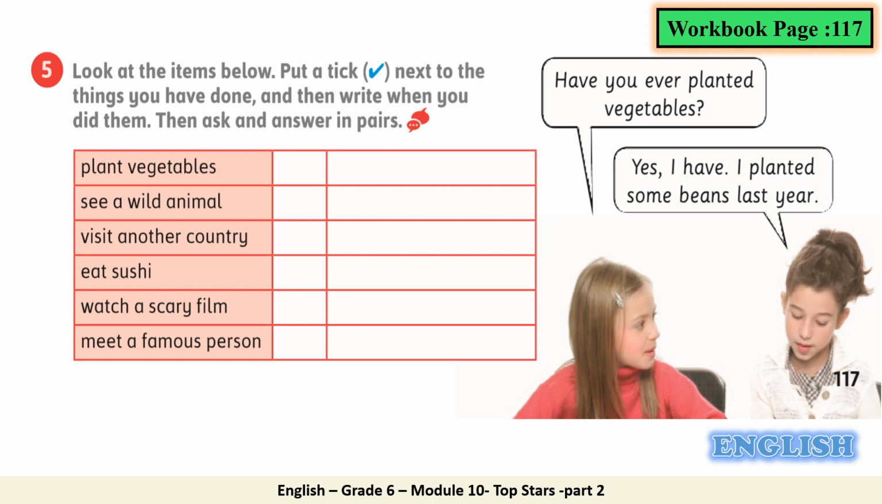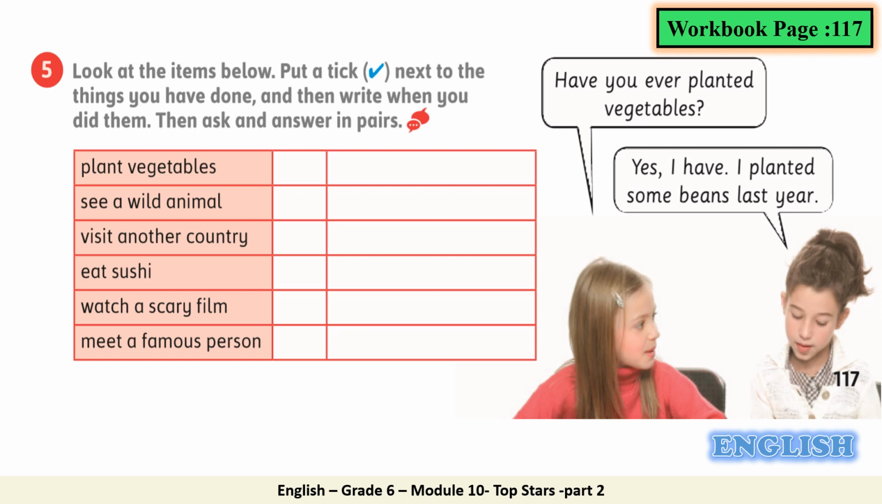Here, in this exercise, what should we do? Number 5, look at the items below, put a tick next to the things you have done, and then write when you did them. Then ask and answer in pairs. You can practice this at home. For example, plant vegetables. Have you ever planted vegetables? Yes, I have. I planted some beans last year.